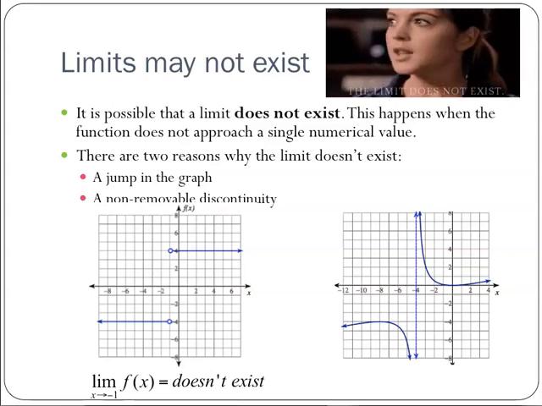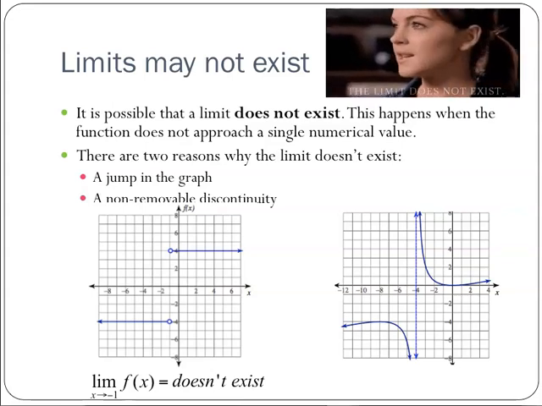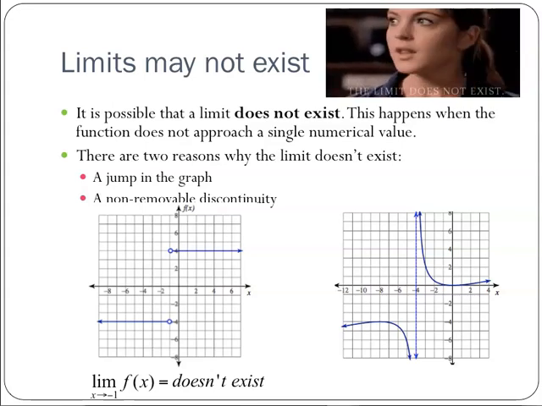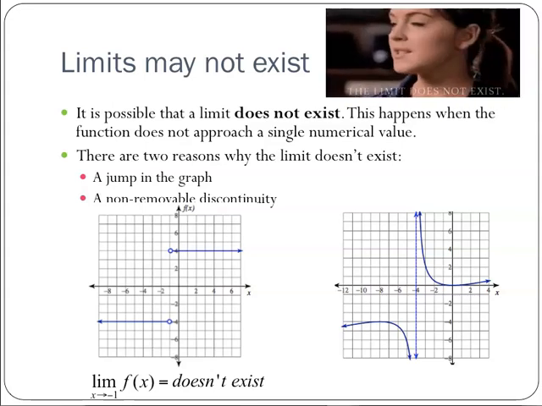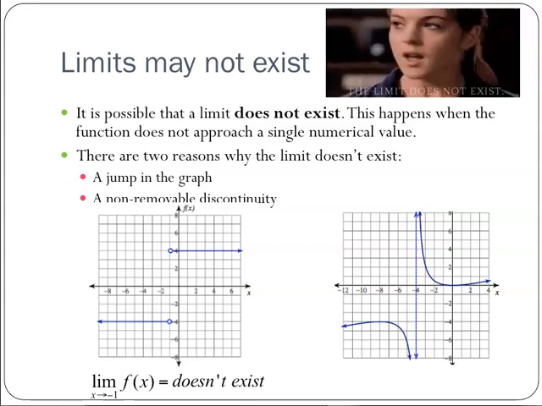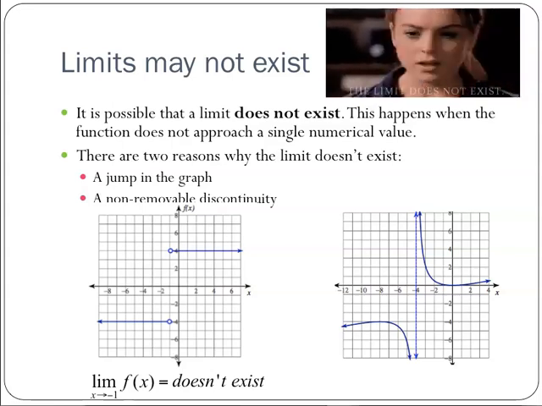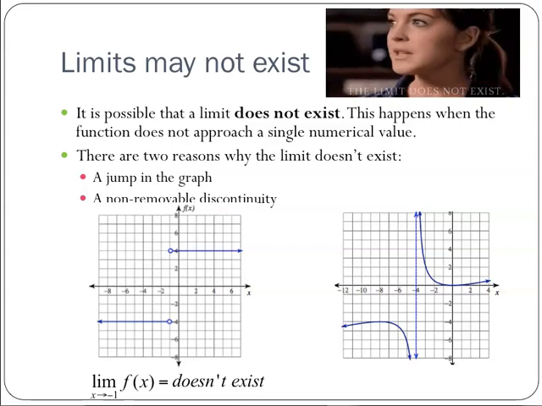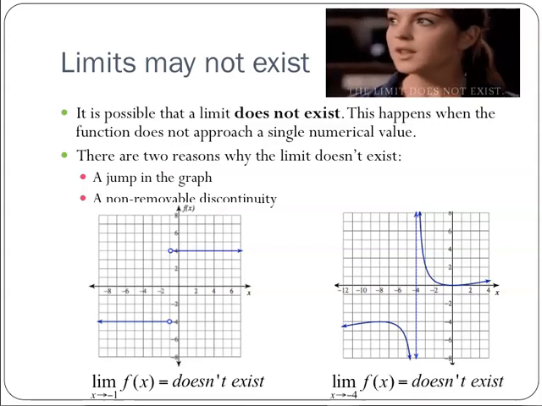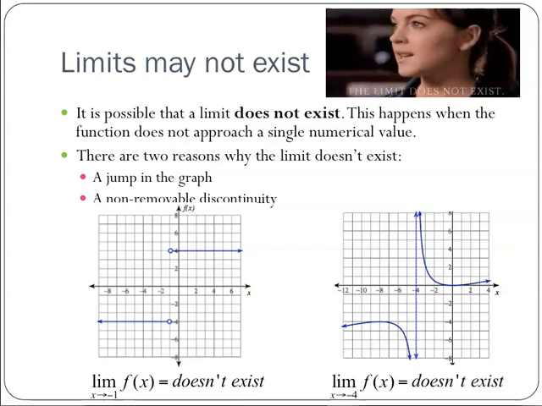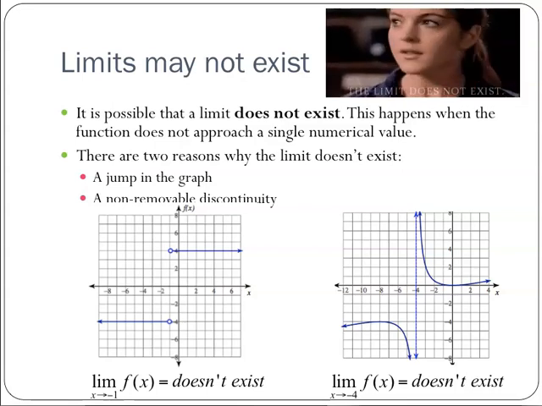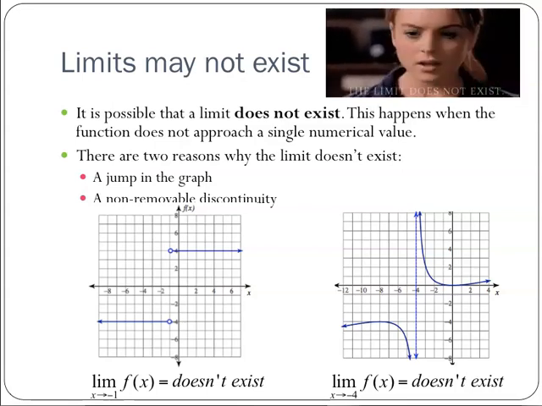Now, for a non-removable discontinuity, so for a vertical asymptote, we also say that the limit does not exist. So here you can see that from one side it's approaching -infinity, and from the other side it's approaching infinity. And for that reason we would say that the limit as x approaches -4 does not exist.